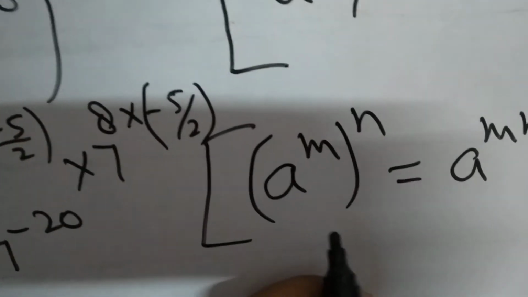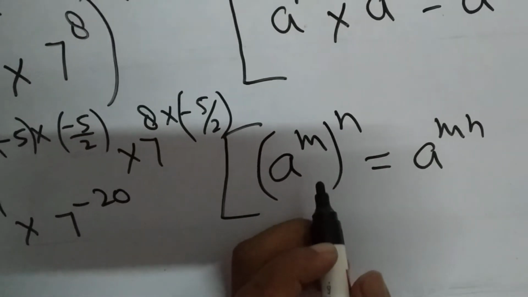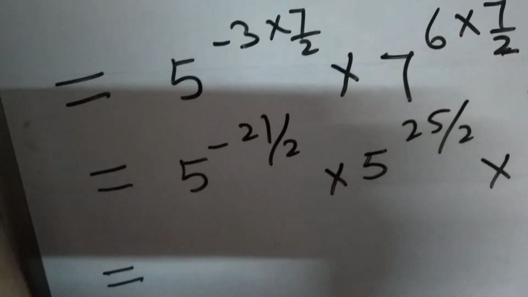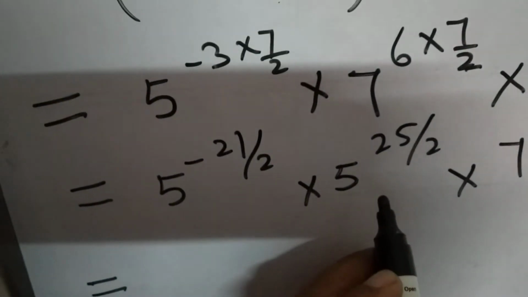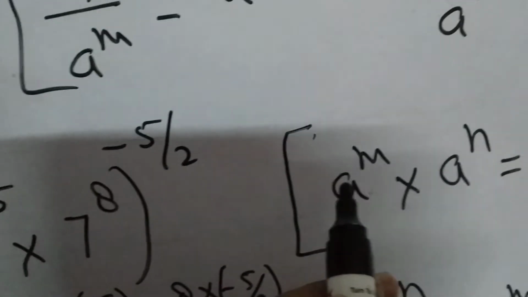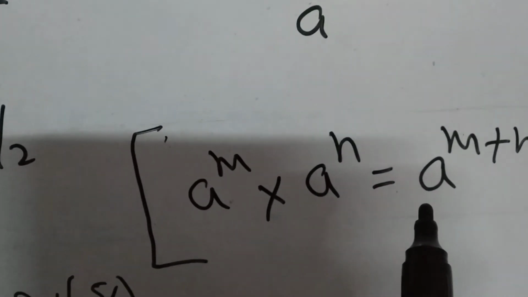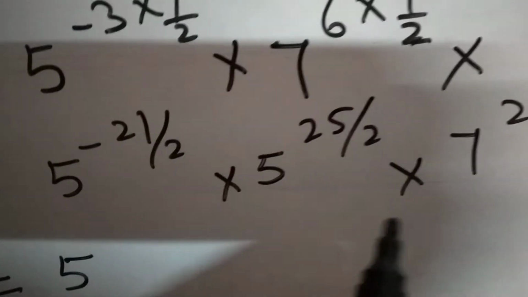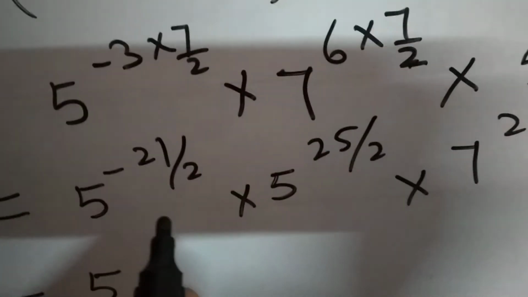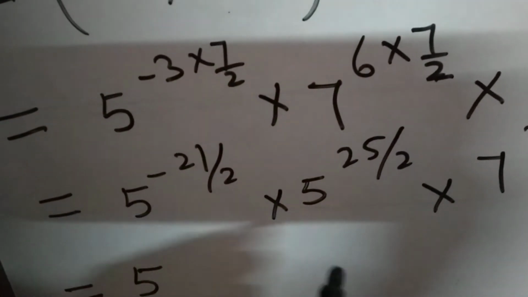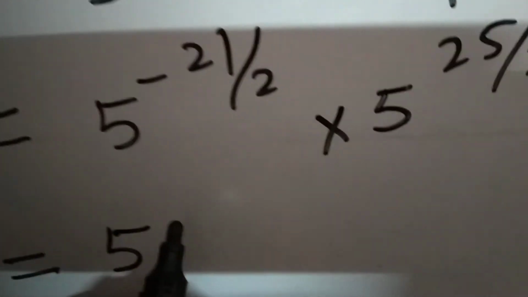Using laws of integral exponents, a raised to power m whole raised to power n is equal to a raised to power mn. Now again using laws of integral exponents, a raised to power m into a raised to power n is equal to a raised to power m plus n. 25 by 2 minus 21 by 2 is equal to 4 by 2. 4 by 2 means 5 square.